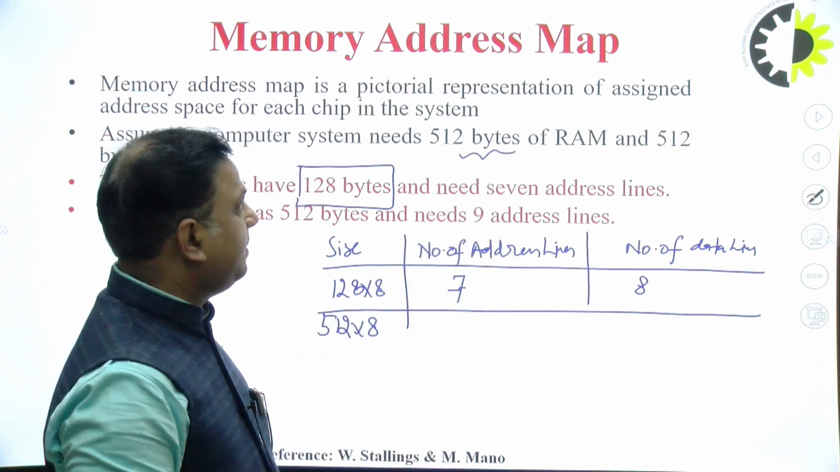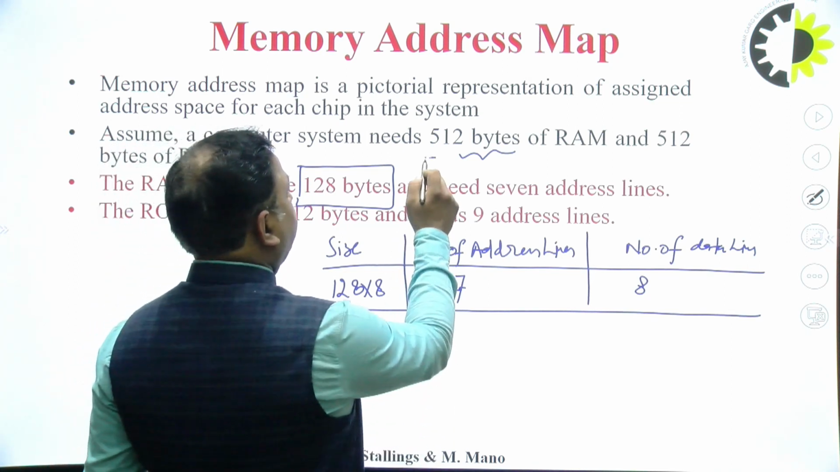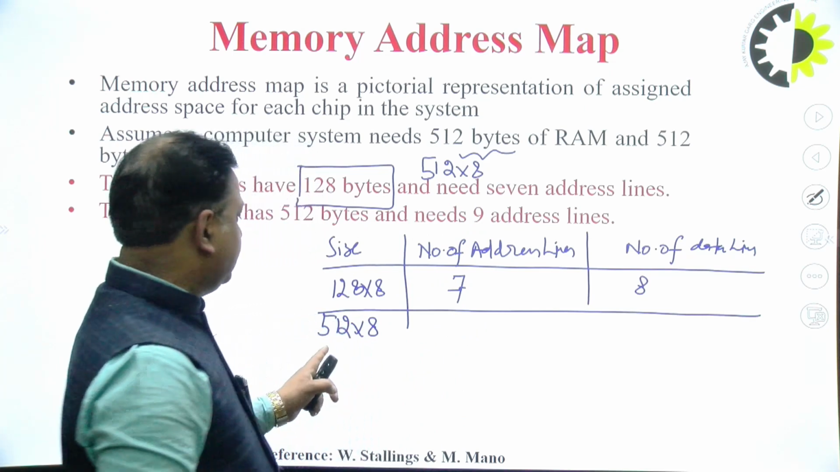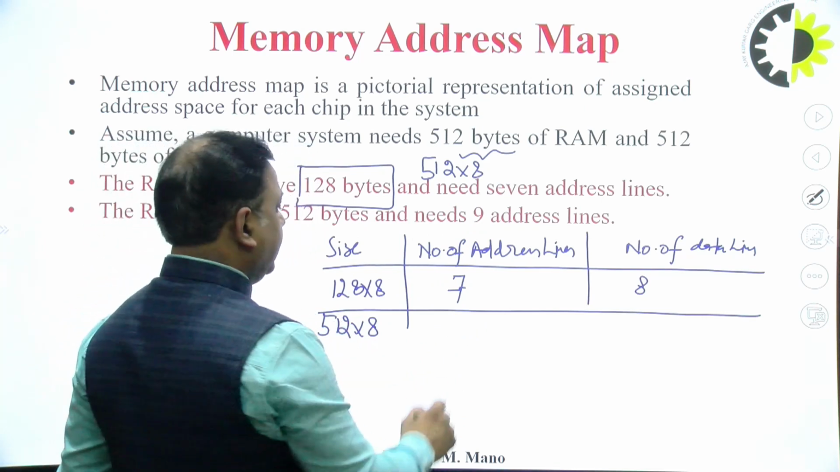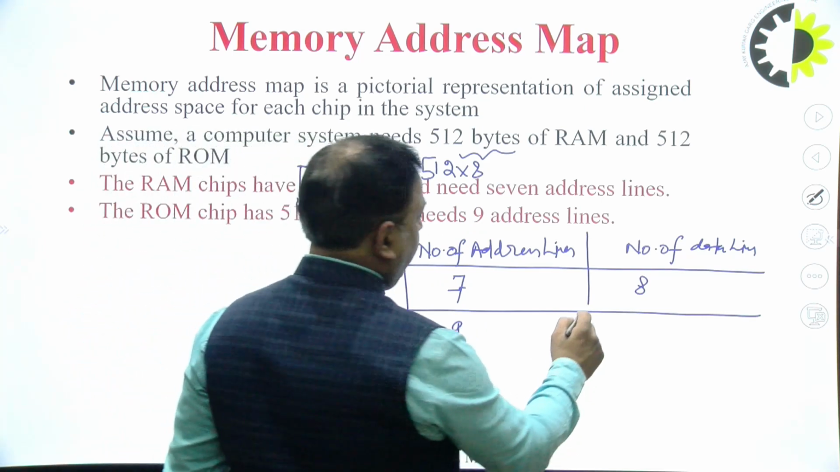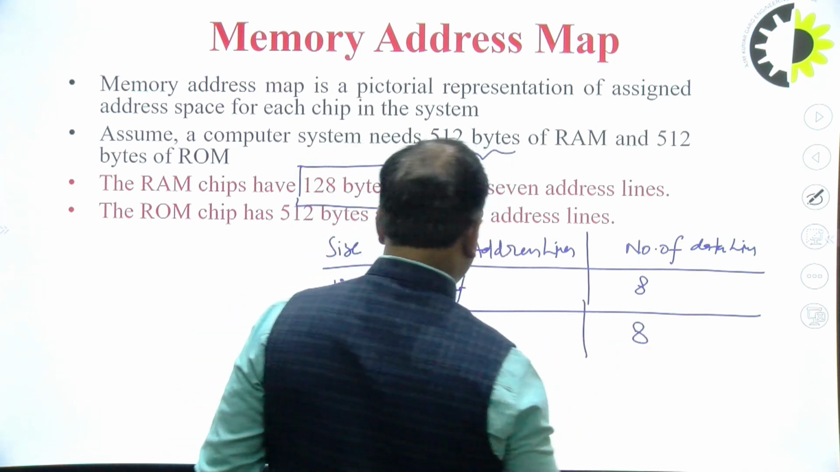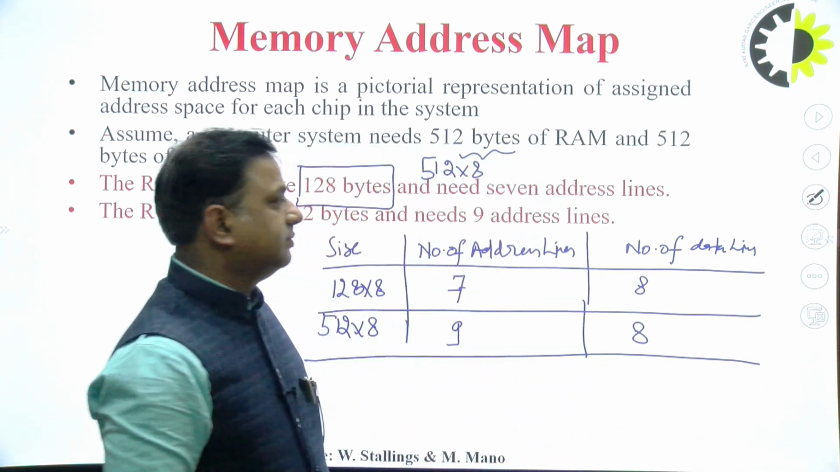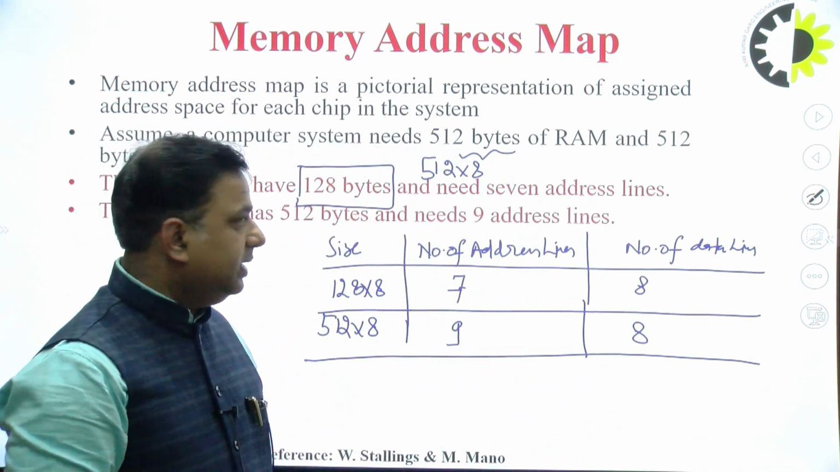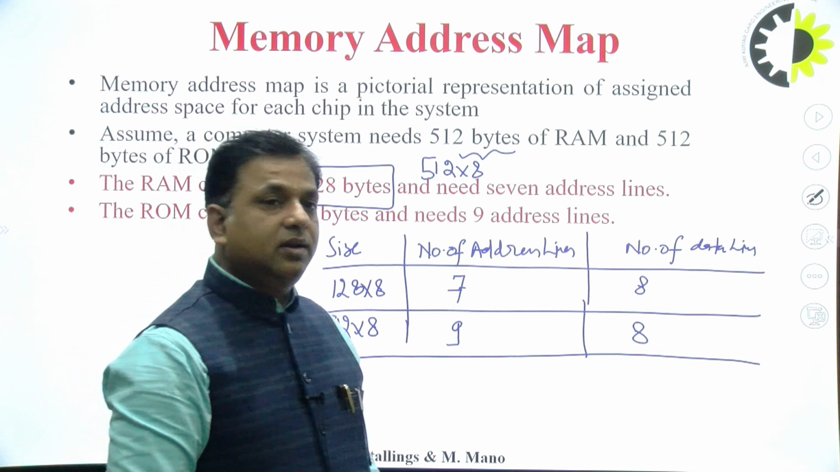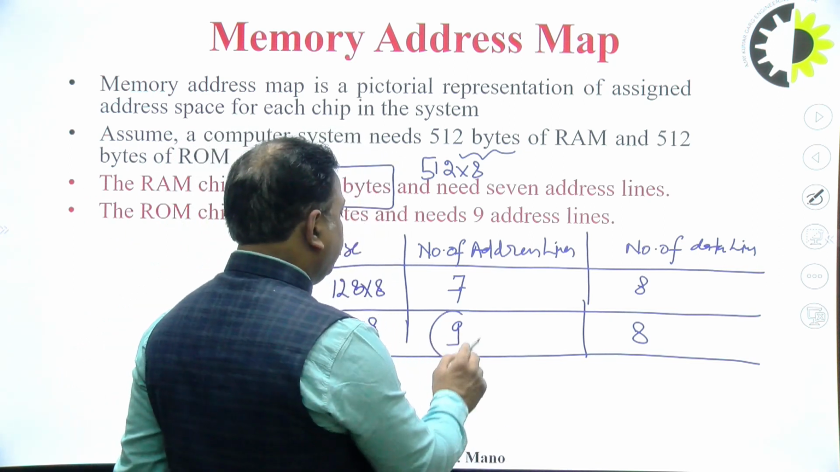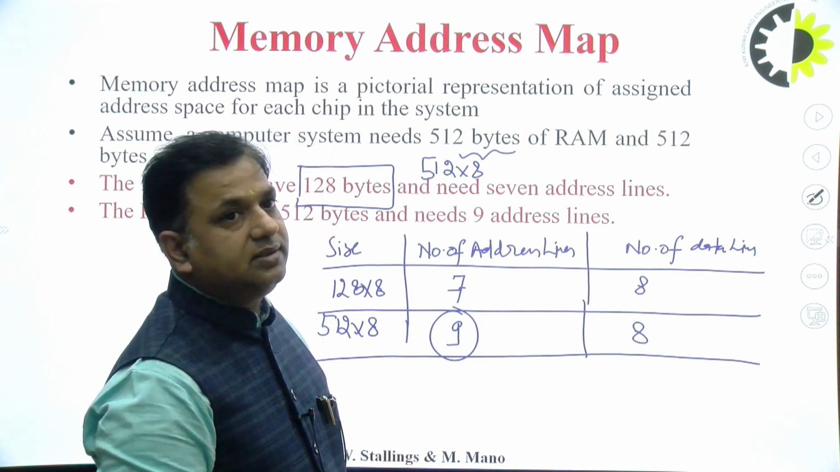512 bytes means 512 into 8. We can also write it like this, 512 into 8. So the number of address lines required for 512 is 9, and data lines are 8. This calculation should always be in our mind: how many address lines are available and how many address lines are required to design the memory chip. So what we see here is that the number of address lines required is 9.